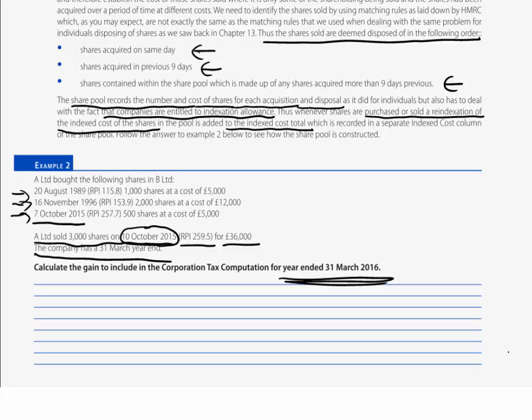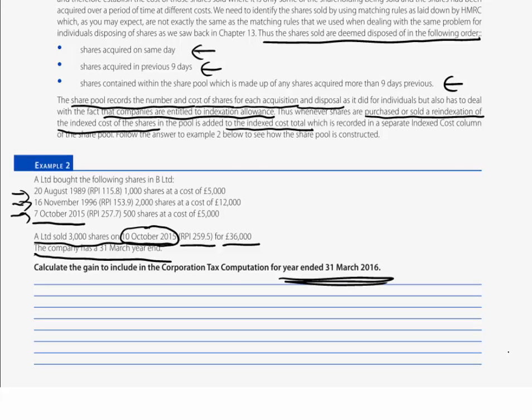Okay, now looking again at the information, just to ensure that we know what to do here, we've got to work out the gain arising on the sale of the 3,000 shares on the 10th of October 2015. We have identified from the list of acquisitions provided to us that the two original acquisitions back in August 89 and November 96 will go into a share pool. But prior to dealing with any sale of these shares out of that share pool, we must firstly deal with the acquisition that occurred within the previous 9 days, there having been no such acquisition on the same day, which is our first port of call.